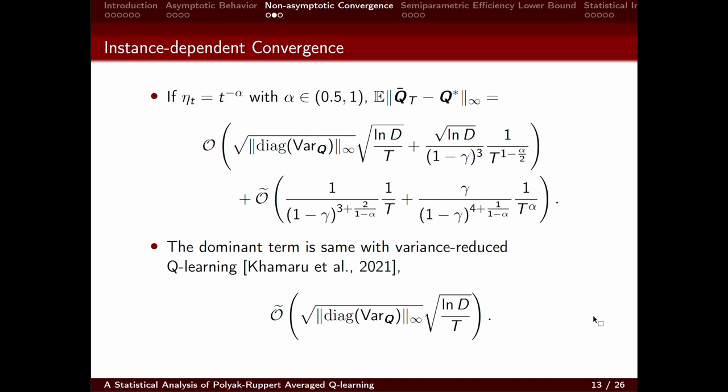We give the instance-dependent convergence rate when we use a polynomial decaying step size. We find that the expected L-infinity norm is dominated by the term we found earlier, while the remaining terms are higher-order terms in terms of T, which means that as long as T is sufficiently large, the error is dominated by this quantity. This quantity also appears in previous analysis, for example, in the variance-reduced Q-learning proposed by Wainwright.